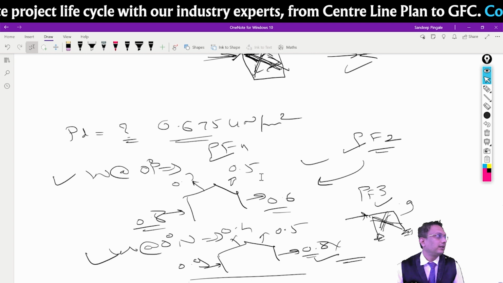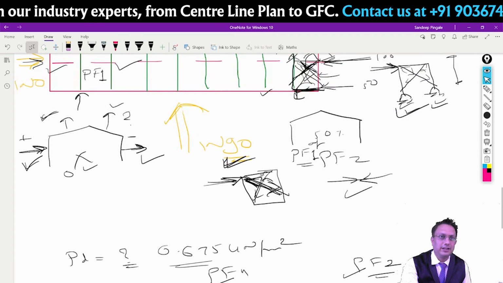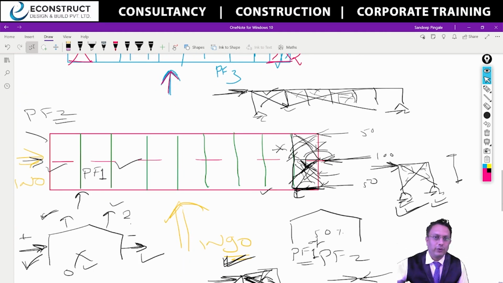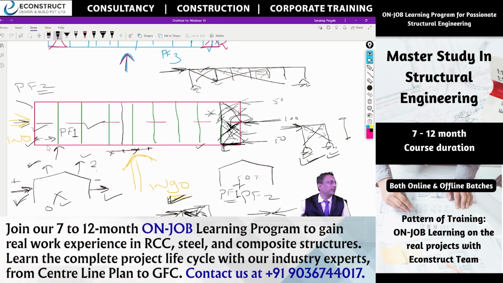In the 0 degree, let's say for example over here, what is the effective area? You take 50 percent from here. Let's say this is 5 meter. So how much is this? 2.5 plus 2.5. So effective will be 5 meter only. At the gable end, at this frame, effective area will be 2.5 only, because half it will go to the PF1 and half only will come to the PF2. So effective, need to multiply with that.